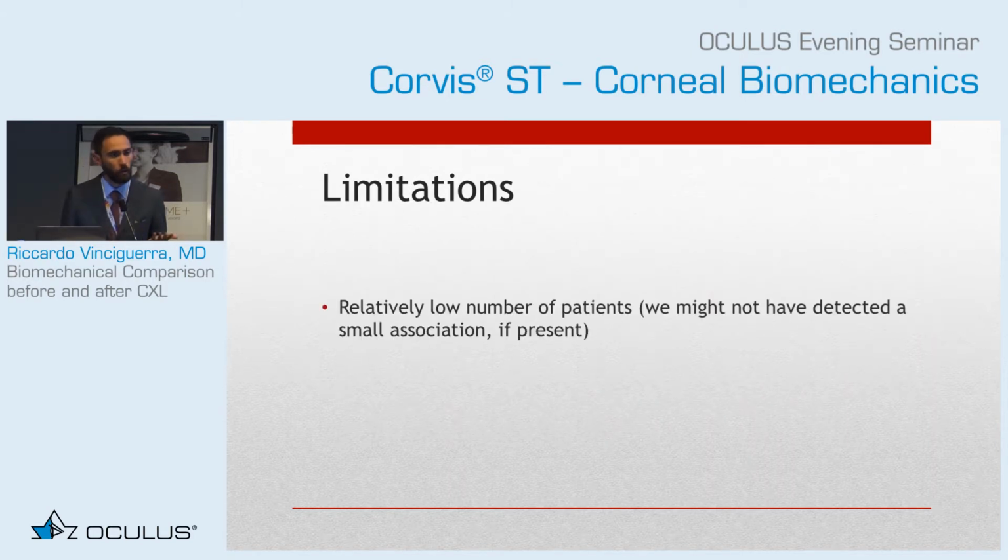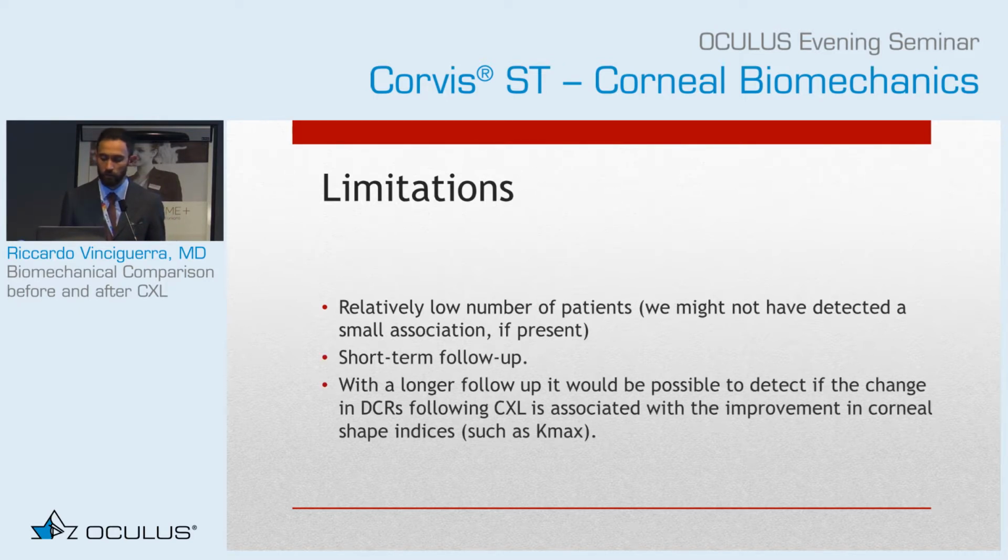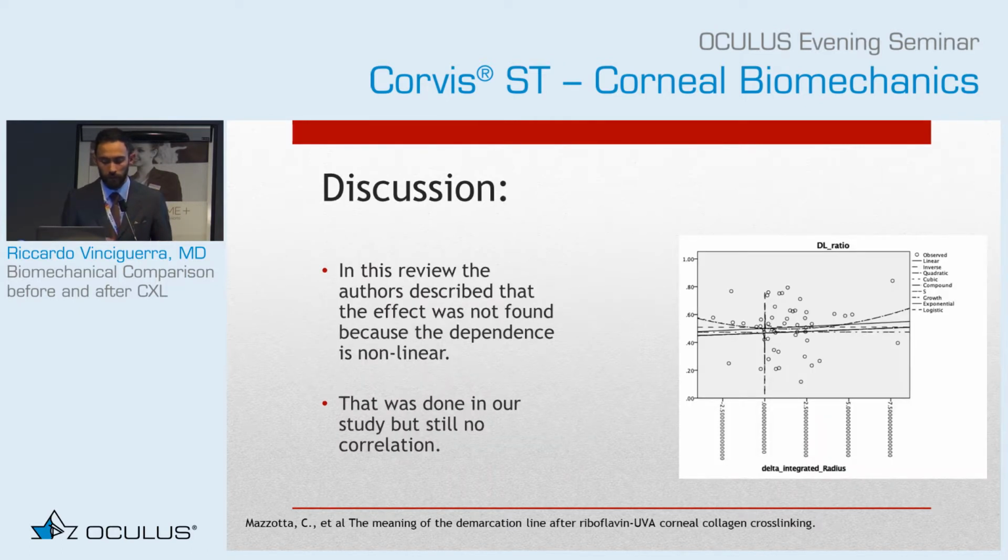We had a relatively low number of patients, so it would not have been possible to find a small association with the demarcation line, whether present. We had a short-term follow-up, and it would have been possible to detect changes in the long term. There was a very nice paper by our friend Cosimo Mazzotta discussing the meaning of the demarcation line, and what they were saying is that maybe we couldn't find this because there is a non-linear association, which we have tested, and we still haven't found it.